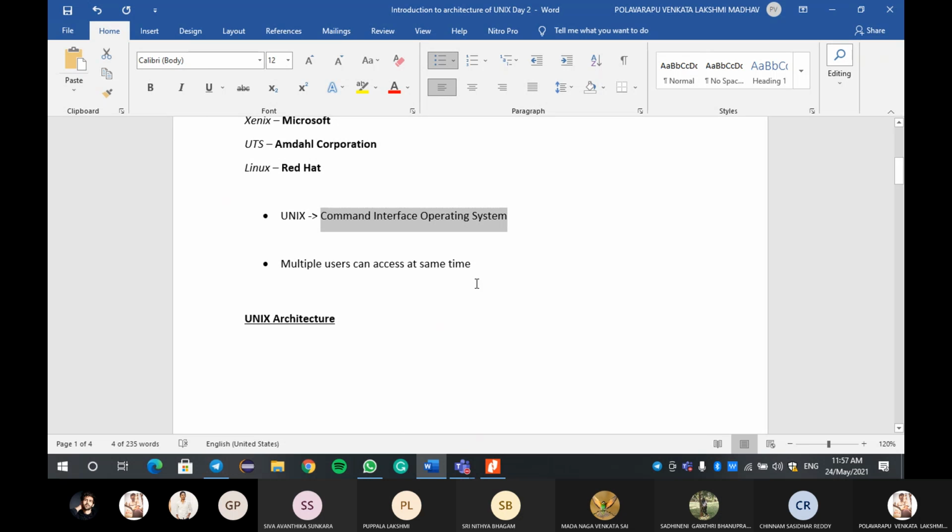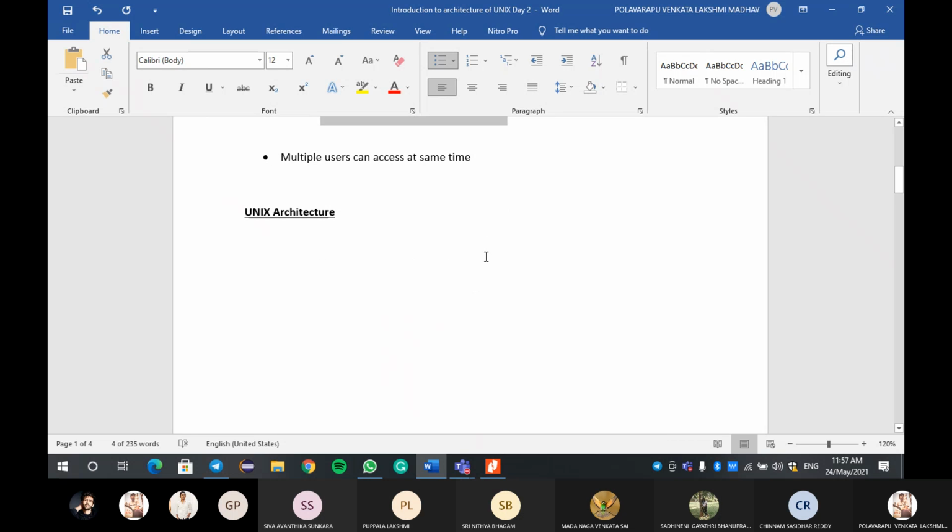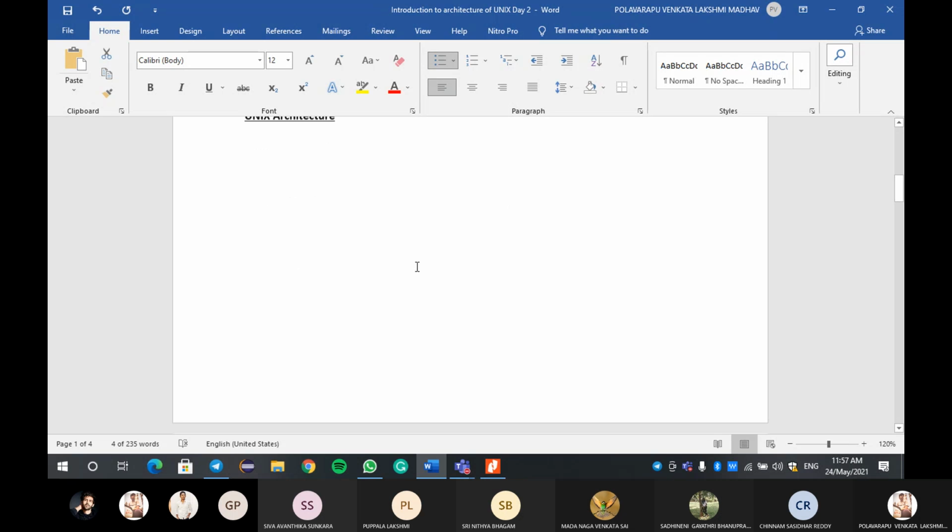And it also gives us many more facilities, like multiple users can access it at the same time. That is one of the best features given by the Unix operating system.